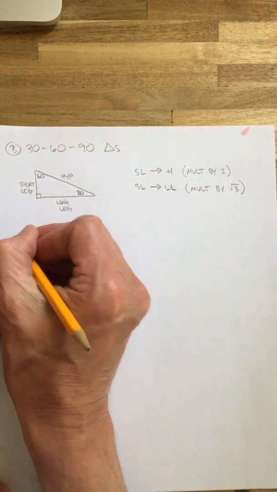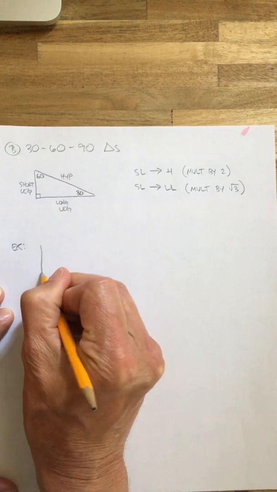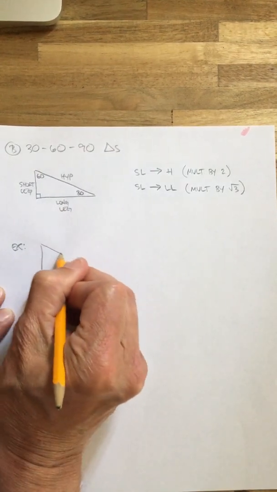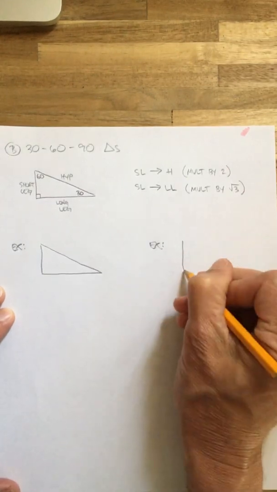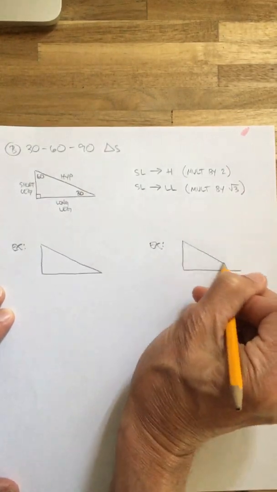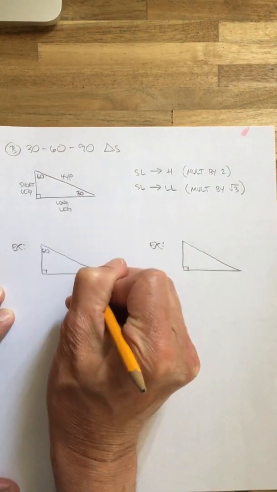Okay, let's give some a try. We're going to do quite a few examples, to tell you the truth. So watch. We'll just start off with two super, super easy ones, I promise. All right, these are both 30, 60, 90s, okay?